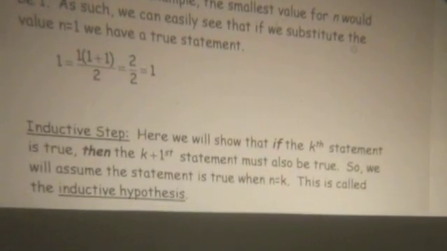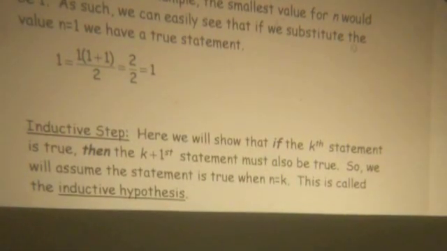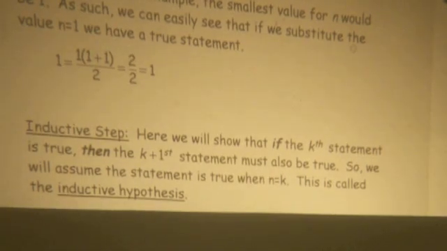And this sort of has 2 parts, right? What we need to show is that if the kth statement is true, the k plus first statement must be true from the kth statement. So we'll assume that the statement is true when n is equal to k. That's called an inductive hypothesis. So here's our, we'll put it down here for this.